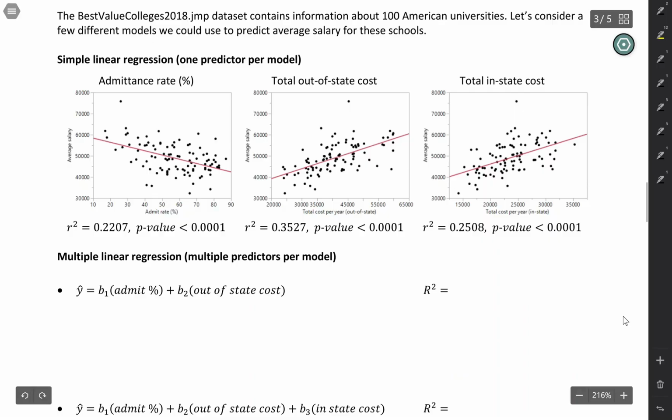But what happens if we do a multiple linear regression model? So that means we put multiple predictors together into one model. So first, let's consider a model that has two predictors, admittance percentage and out-of-state cost. If we make a multiple regression model with those two predictors, what do you think the R squared value would be? So pause the video here and think about what you might get for R squared for that multiple regression model.